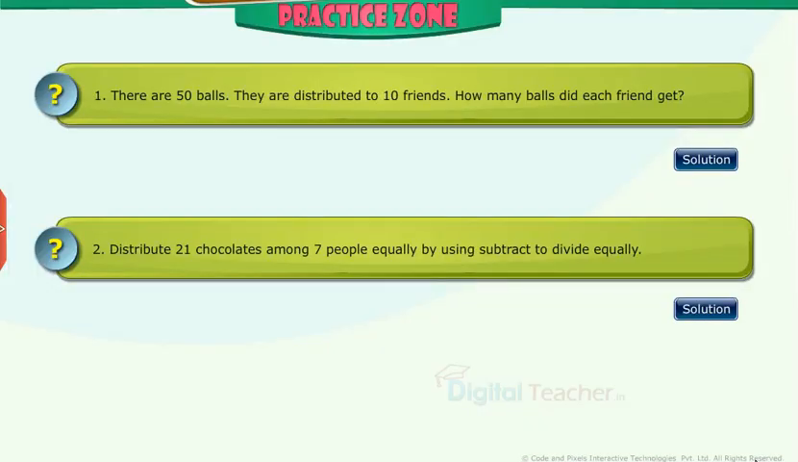Practice zone. Try to solve the problems in the practice zone on your own.